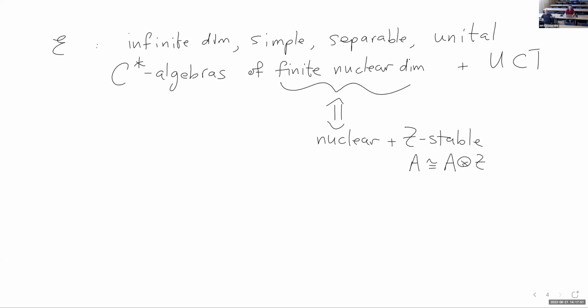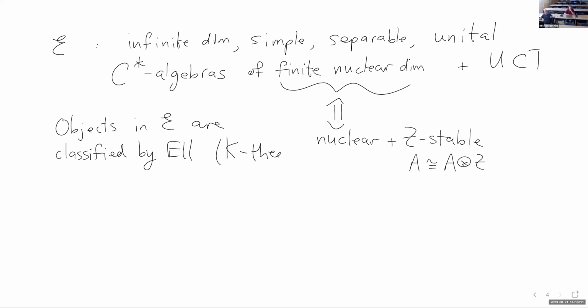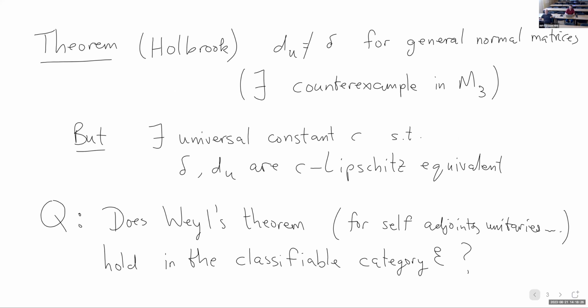Okay, and then the key fact is that objects in E are classified by the Elliott invariant. This Elliott invariant, very roughly, is comprised of K-theory and traces. We discussed it the first time. So this is the setting in which I want to pose some version of Weyl's problem. The question is, in this category, do we have some version of Weyl's theorem? So do we have du equals delta for normal elements in such C-star algebras, or some suitable notions?